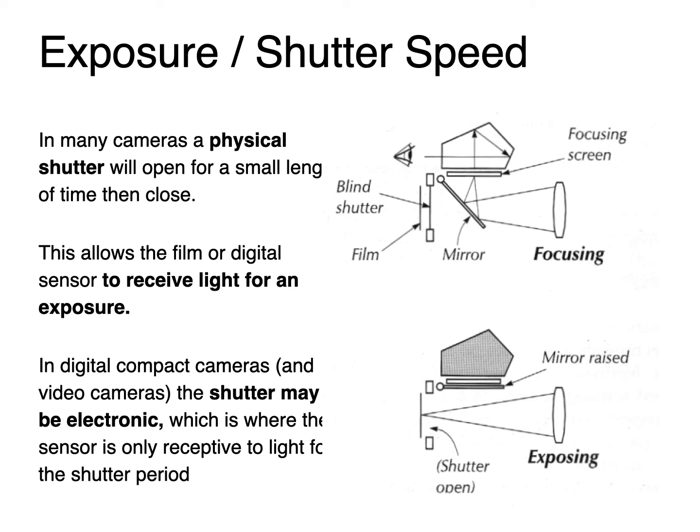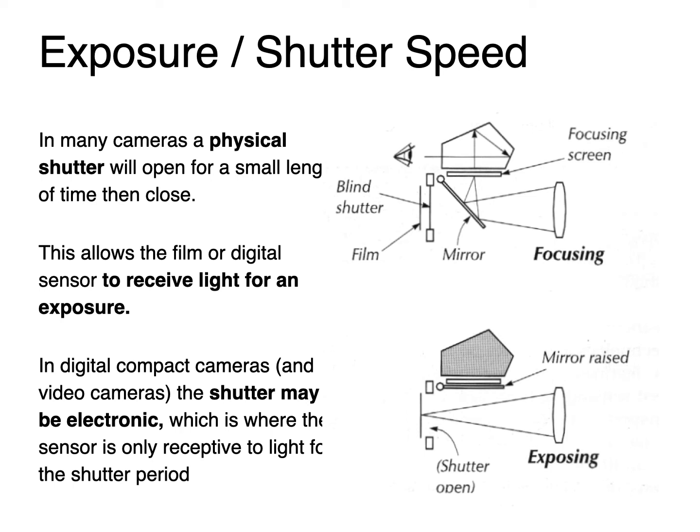So the physical shutter will open for a small length of time, then it closes. This allows the film or digital sensor to receive light for an exposure. In digital compact cameras and video cameras, the shutter may be electronic, where the sensor is only receptive to light for the shutter period. When it comes to physical shutter cameras, it is in our control.